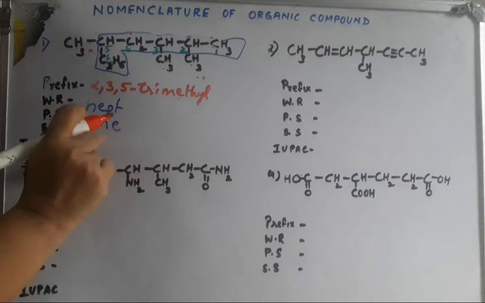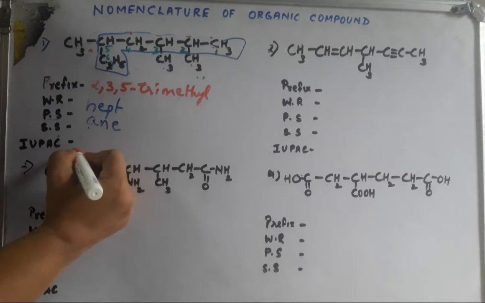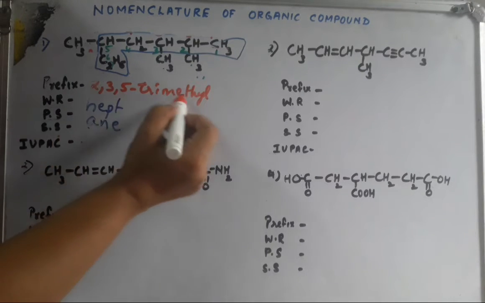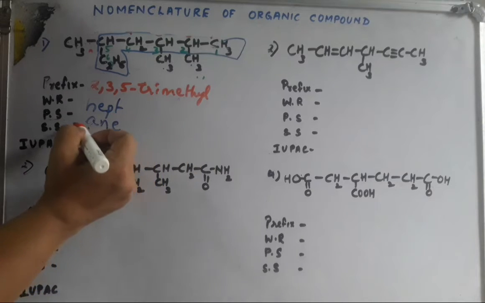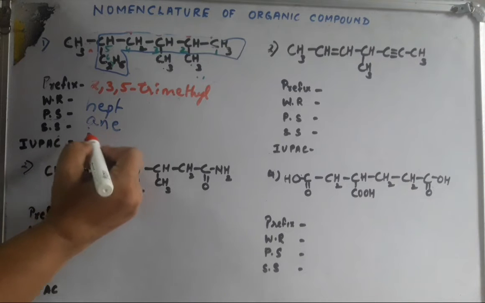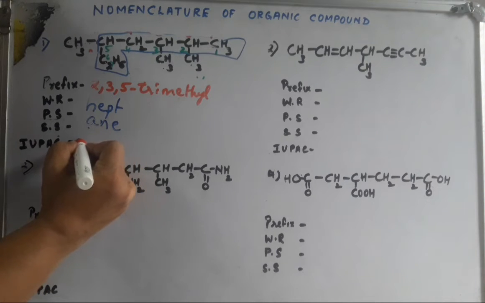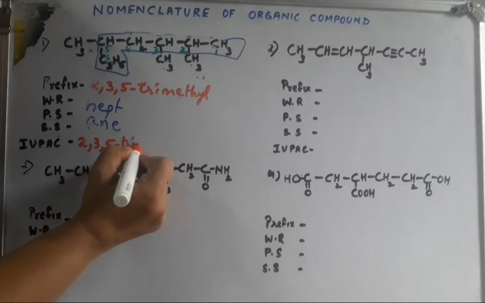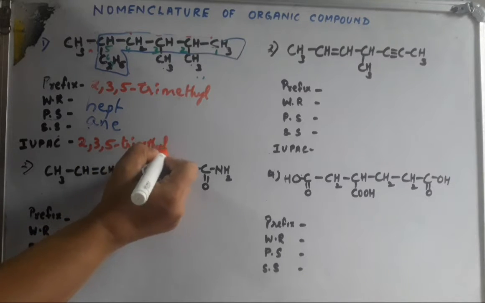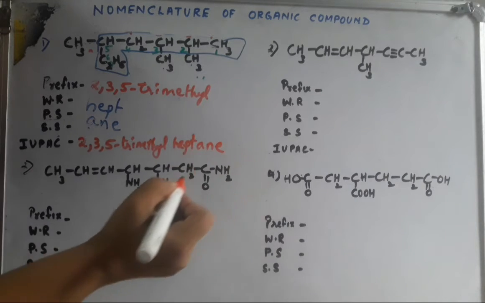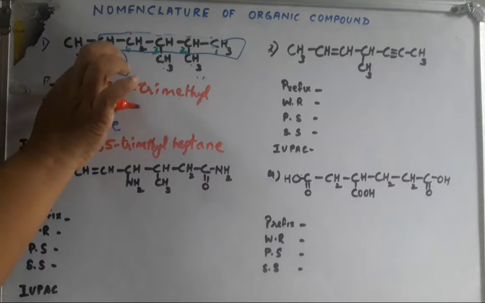Now after that, you have to give it in the IUPAC name. For arranging the name, first you arrange prefix, then word root, then primary suffix, then comes secondary suffix. Here there is no secondary suffix, so no need to write. 2, 3, 5-trimethylheptane. Okay, so that is the name of this compound.